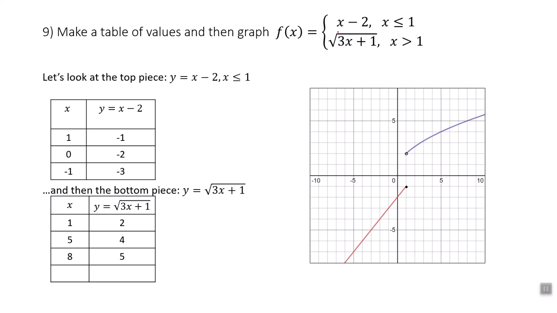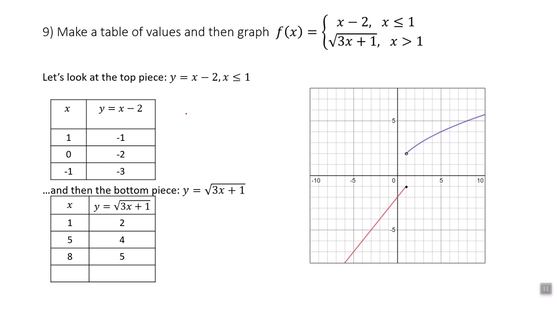The top piece, only because it's listed at the top of the parentheses: x minus 2 for x less than or equal to 1. So looking only at the top piece, y equals x minus 2. My x values have to be less than or equal to 1, so I want to start at 1 and go less. And by less, to the left of, it's actually pointing the direction we should go.